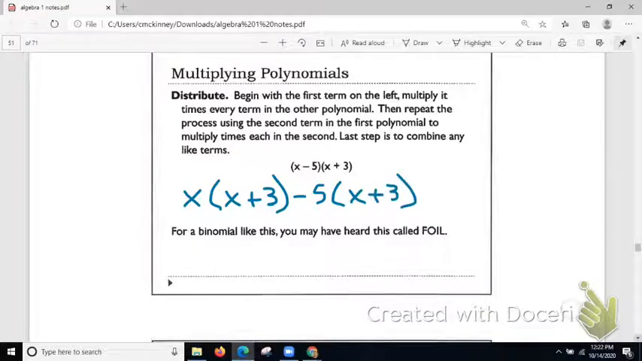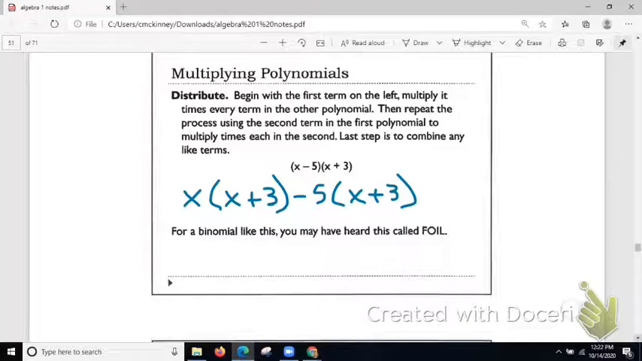Now, I would not suggest that you have to rewrite that, but I'm just letting you know that that's what it means. It means you're going to take the first thing in the first set of parentheses and it gets to multiply times both terms in the other set of parentheses. Then the second thing in the first set gets to multiply times the other 2. They never multiply within the same set of parentheses. They're multiplying times the term in the other set.